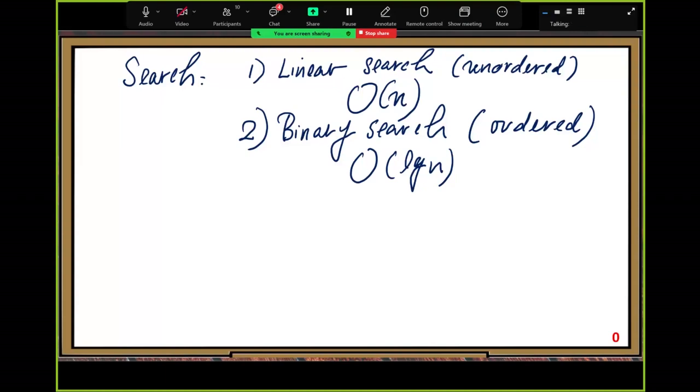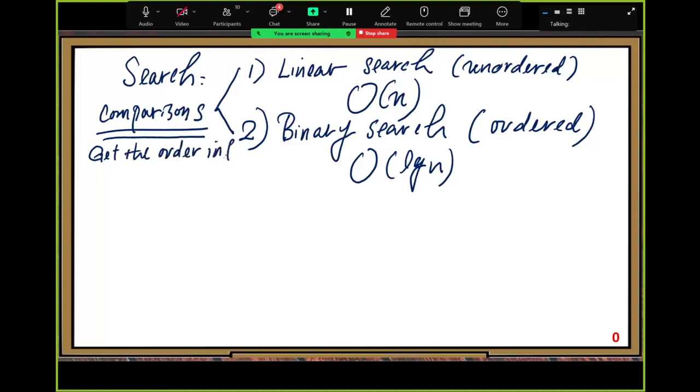These two algorithms need to use comparisons. And when we use comparisons, we need to get the order information. Order information means we need to know equal, less than, or greater. So that's the basic information.